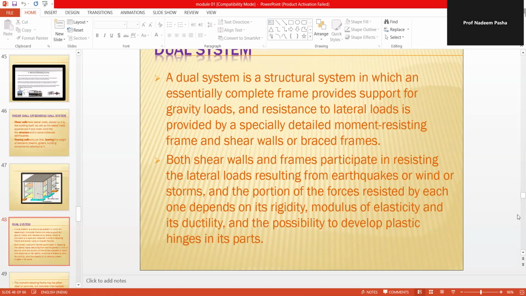So what is the dual system and how is it helping during an earthquake to resist the lateral loads? It is a combination of moment resisting frame in which beams and columns are joined rigidly, and apart from that, it is a combination of shear wall or bearing wall. So both shear walls and frames are participating in resisting the lateral loads resulting from earthquakes or due to any wind or any storm. So on what factor does it depend? It depends on the rigidity, modulus of elasticity, and its ductility, and the possibility to develop plastic hinges in its parts. Because it is a combination of all the three, there is a possibility that plastic hinges are formed.